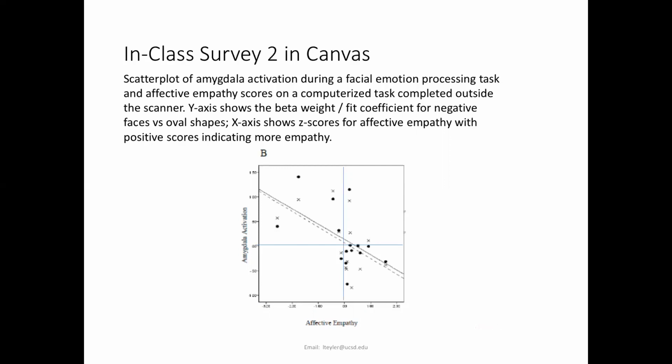Which of the following best describes the results shown in the figure? A, this is a voodoo correlation with circular non-independent analysis. B, people with high affective empathy show a stronger amygdala response to negative faces than to ovals. C, the amygdala of people with low affective empathy is insensitive to negative emotion. Or D, the people with low affective empathy have a stronger amygdala response to negative faces than ovals, and the amygdala of people with above average affective empathy responds slightly more to ovals than to negative faces.